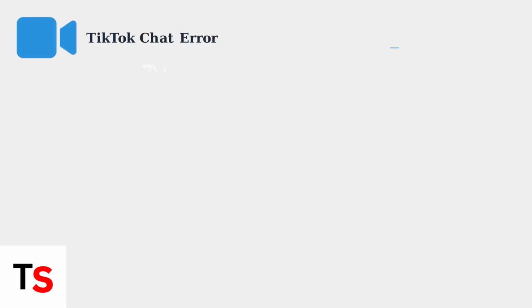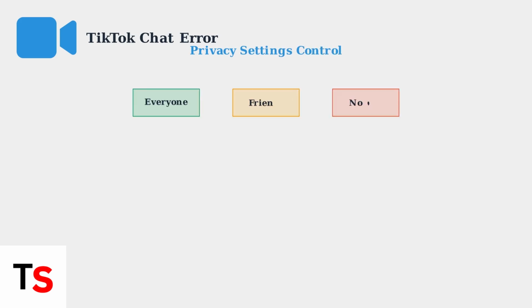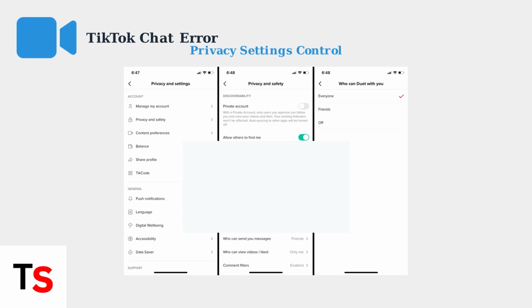The "you cannot chat with this user at this time" error on TikTok can be frustrating, but understanding its causes helps explain why messaging sometimes fails. The most common cause is privacy settings. TikTok users can control who sends them direct messages through three options: everyone, friends, or no one. If someone has set their privacy to no one, you won't be able to message them at all. This is the most common reason for the chat error.